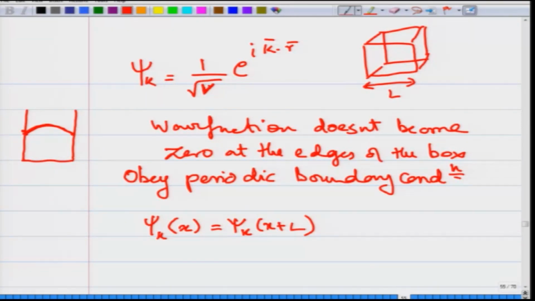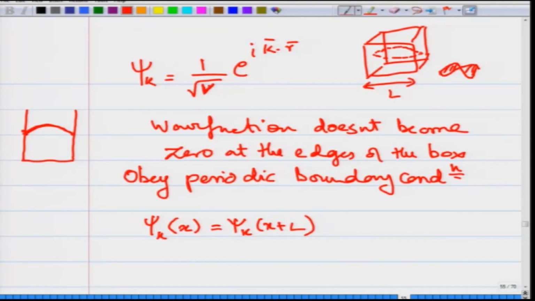Now, one of the reasons to avoid this sort of condition, namely that the wave function becomes 0 at the boundaries, is this: if the wave function became 0 at the boundaries, then the electron would get reflected from the edges, and the only solutions which are possible are standing wave solutions. Namely, energy is confined, and there are no propagating modes inside the solid. You do not have propagating electrons or propagating waves inside the solid.